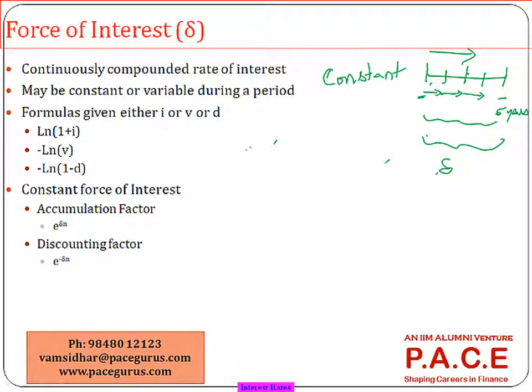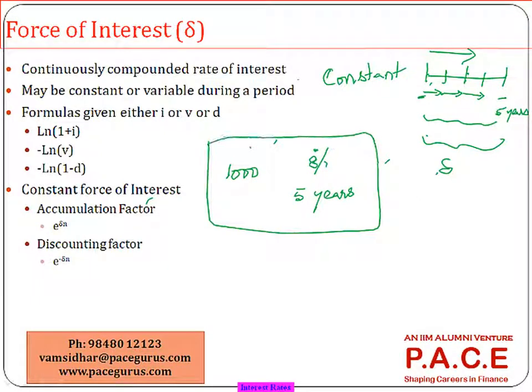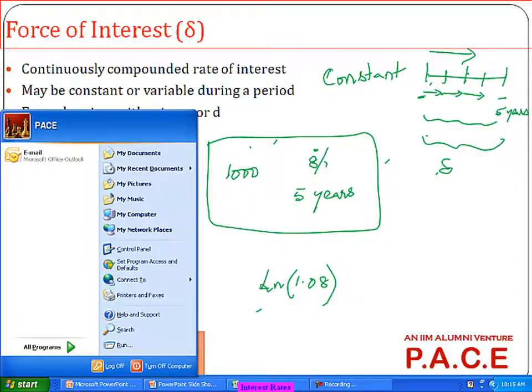In both of them, I want to know the accumulation factor, which means if I am depositing 1000, where the effective interest rate is 8% for a 5-year period. I am depositing 1000 where the effective annual rate is 8%, but it is continuously compounded. So I want to find out what is the continuously compounded rate of interest here. How do I find out? Log 1 plus i. Log 1.08 comes out to be the continuously compounded rate of interest in this case.